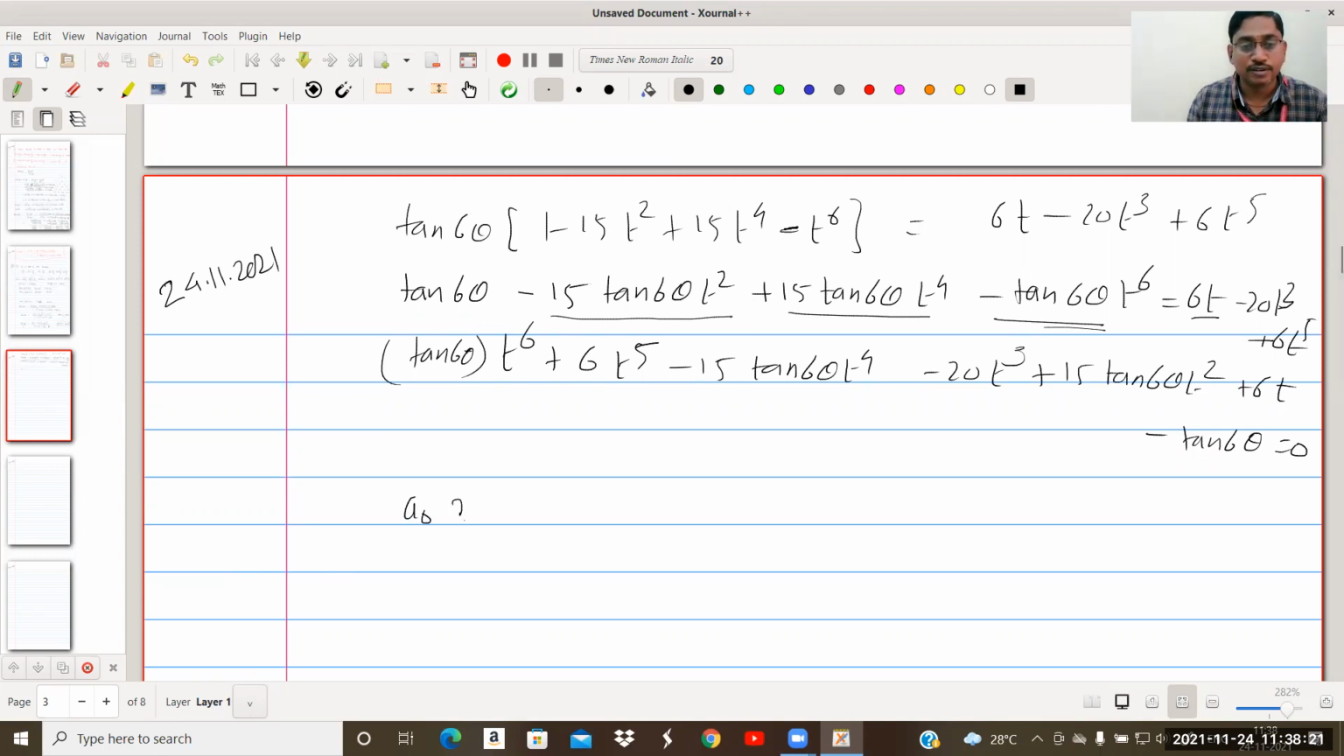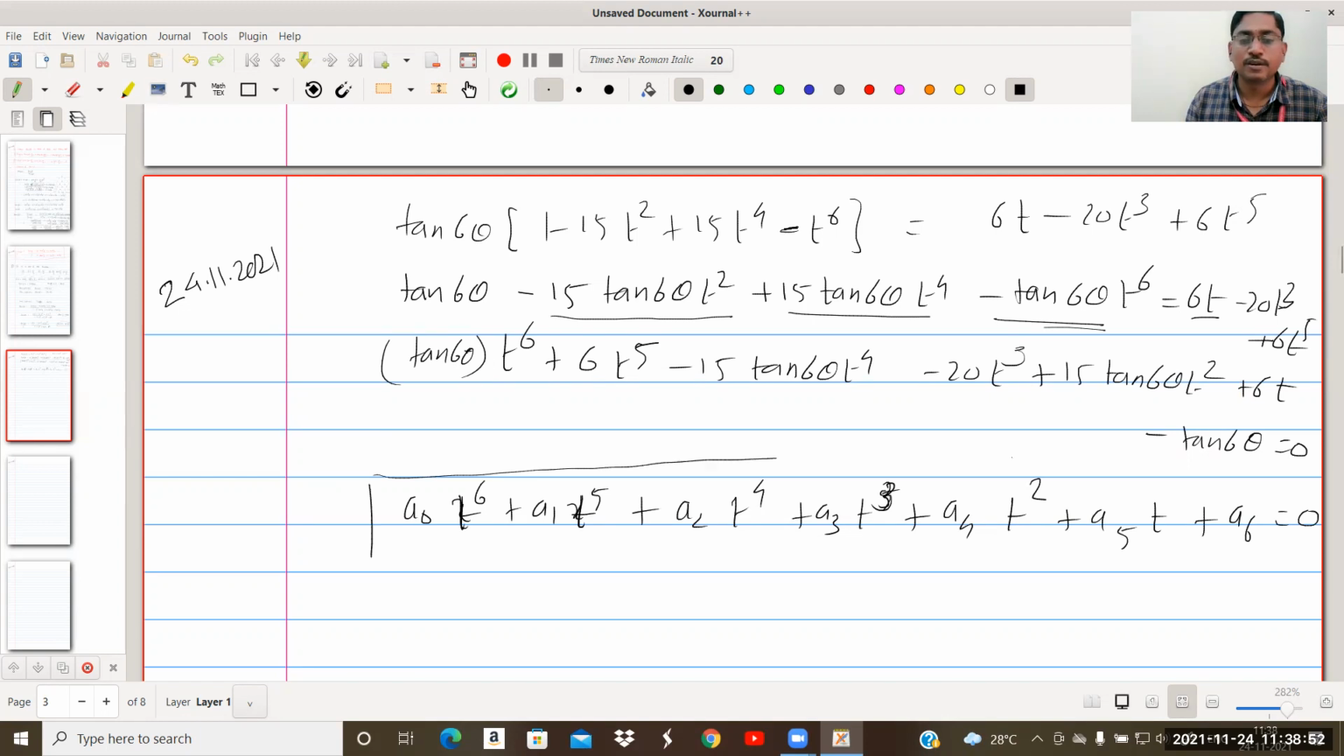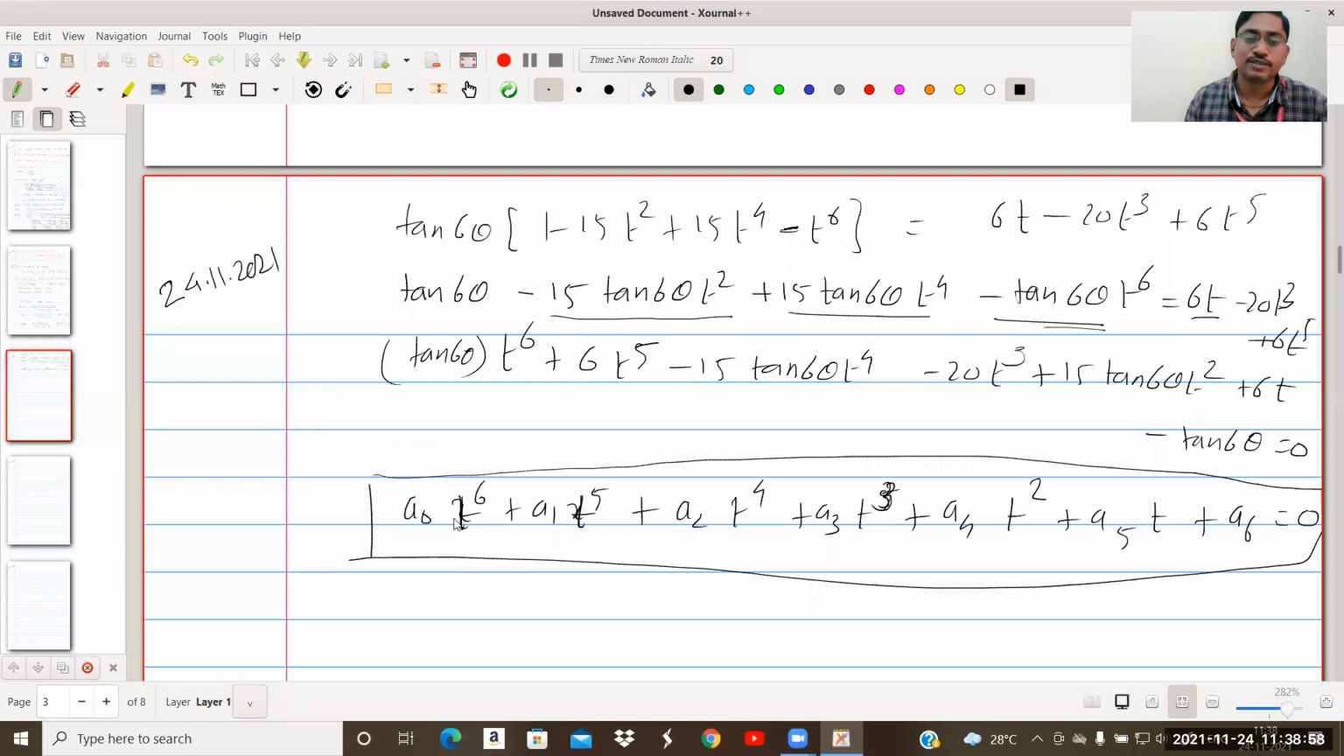I can write a naught x raised to 6 plus a1 x raised to 5. Okay, I'll write in terms of t. a2 t raised to 4 plus a3 t cube plus a4 t square plus a5 t plus a6 equal to 0. So this is the polynomial equation having 6 roots. And we know who the 6 roots of this are.